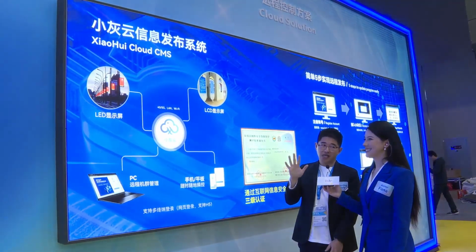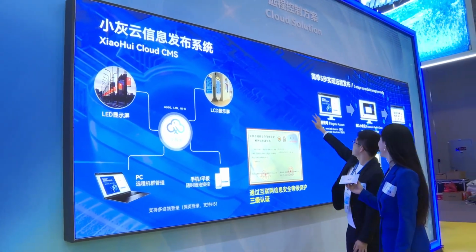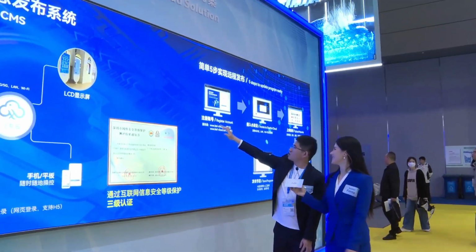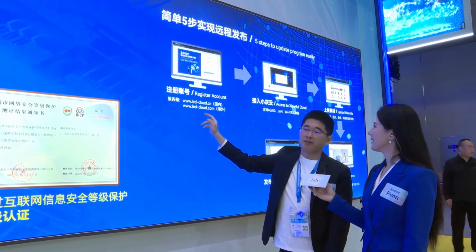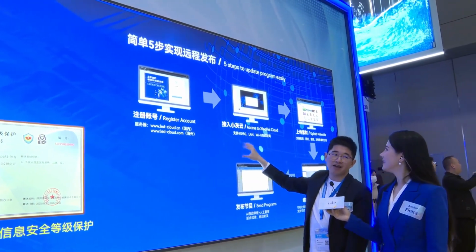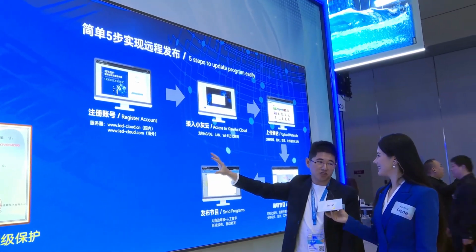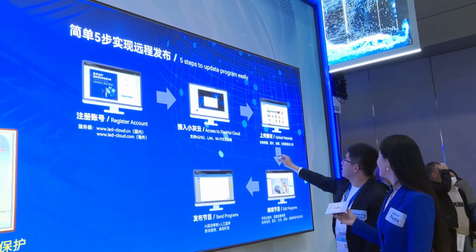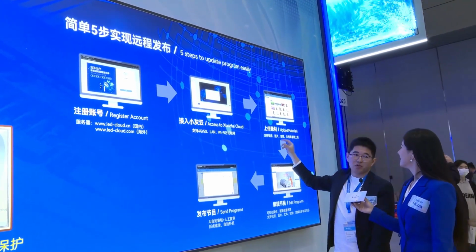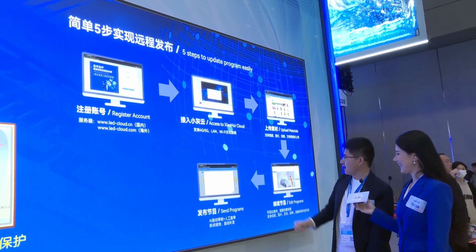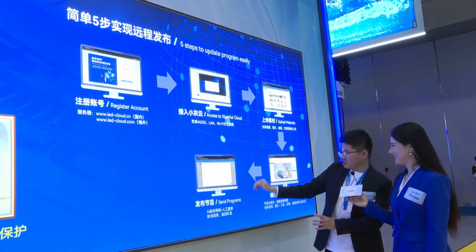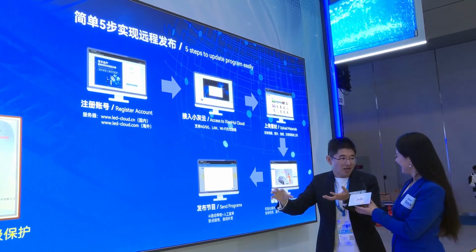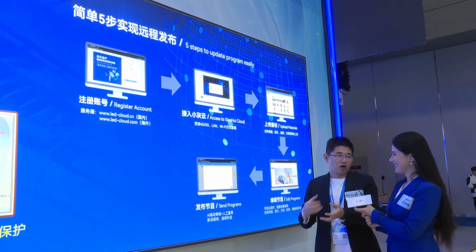We may need 5 steps. First step, you just need to register an account on our cloud web, and then make your device or your LCD display access the internet. Then you can upload the materials you want to send to the screen. Then you can add the program. Then last step, just one click to send the video or images.